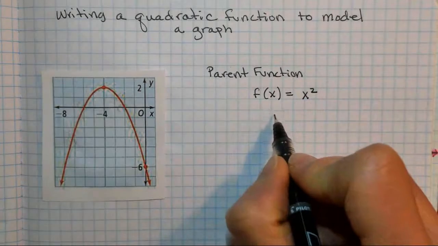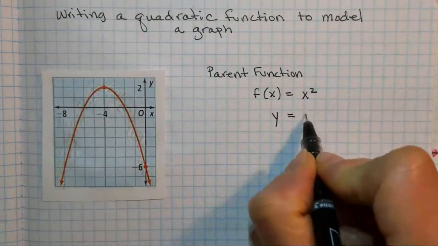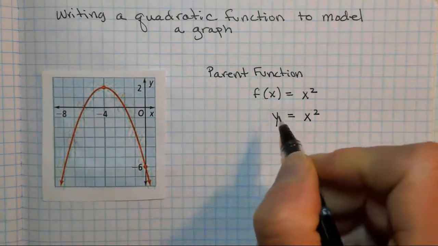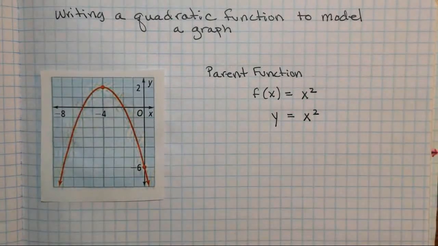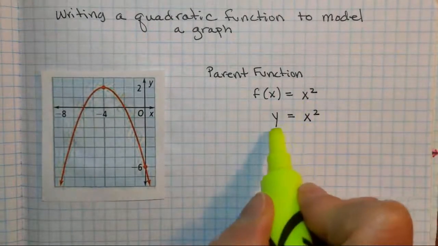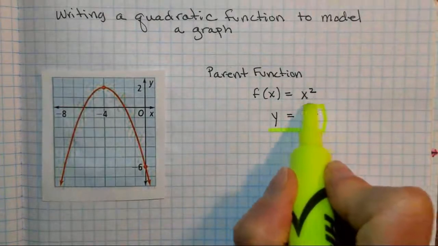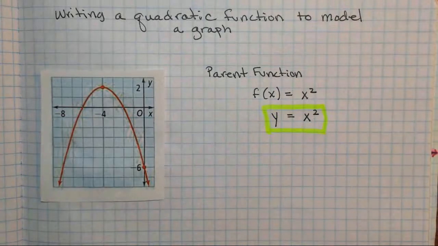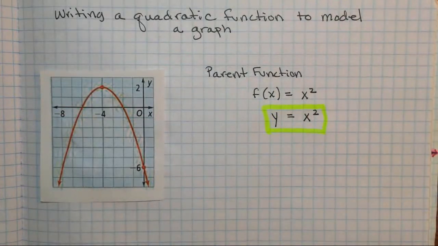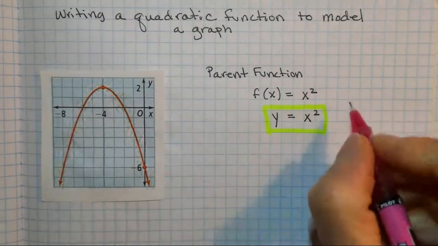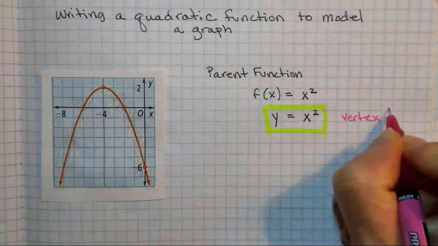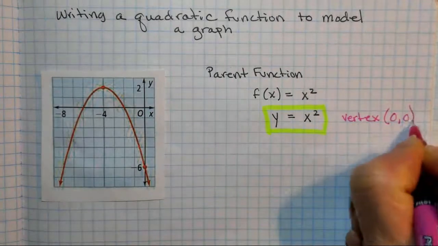But I'm also going to write it as y is equal to x squared because f of x and y mean exactly the same thing. The form I'm going to use will be the y equals, just because it's easier for me to manipulate. So let's think about, what do we know about all parent functions? All parent functions have a vertex at 0, 0.